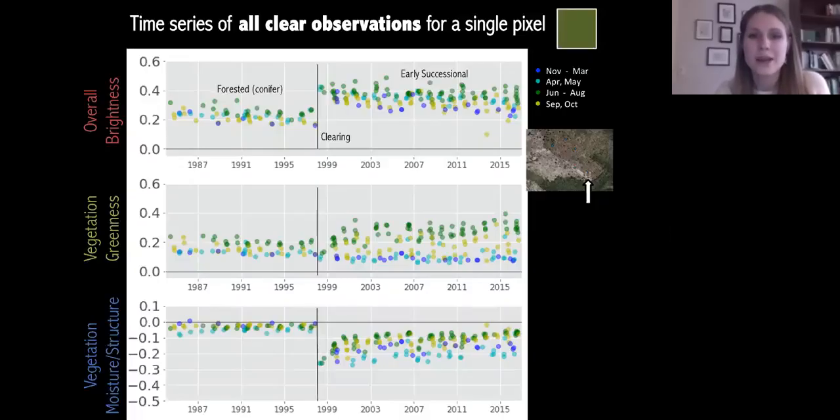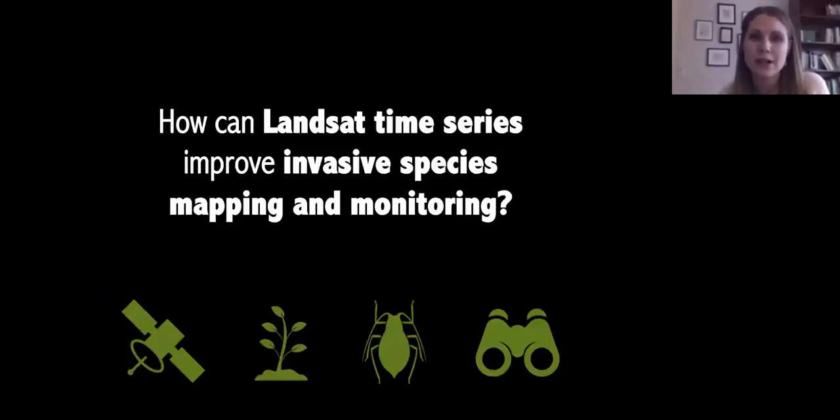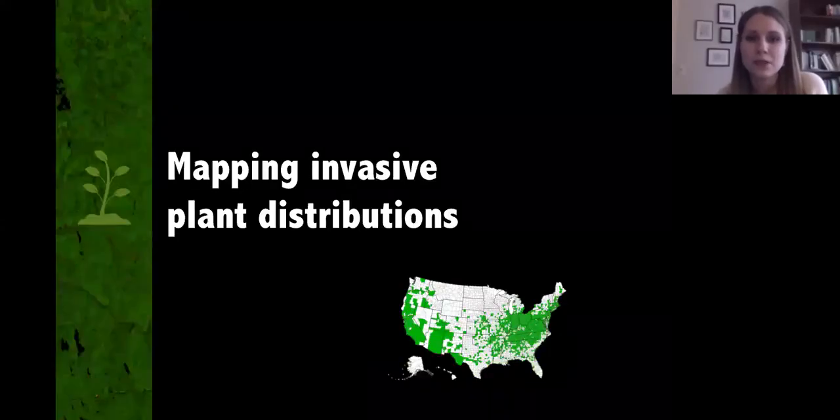So now that we have access to Landsat time series, the question becomes, how can we use this robust record of the land surface to improve invasive species mapping and monitoring? And so in the next parts of my talk, I'm going to get into a few examples from ongoing research here at the Northeast Climate Science Center at UMass.